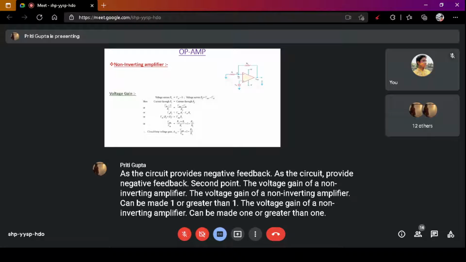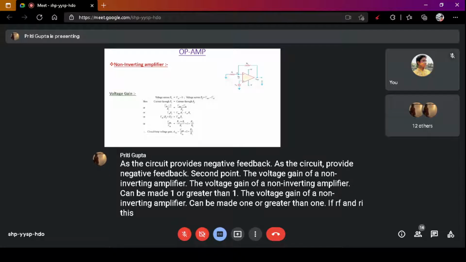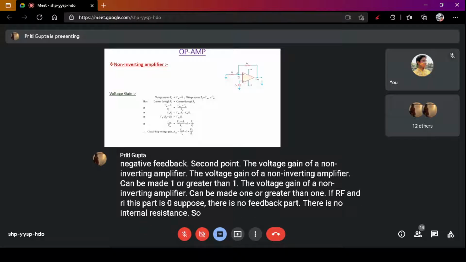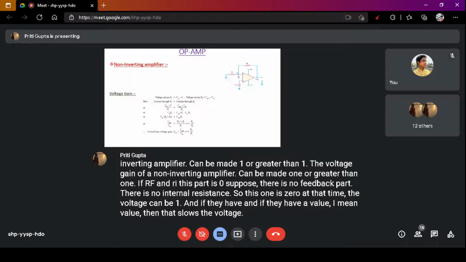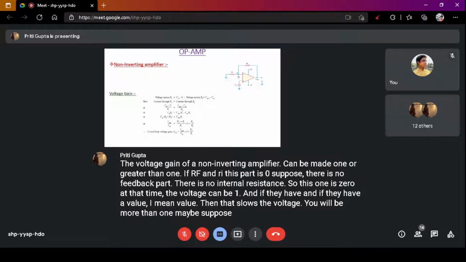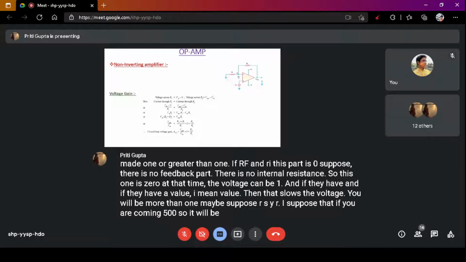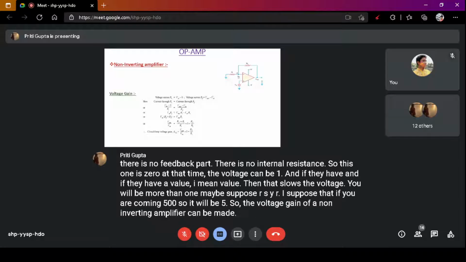If RF and RI, this part is 0. Suppose there is no feedback path, there is no internal resistance, so this one is 0. At that time, the voltage gain will be 1, and if they have values, then the closed loop voltage gain will be more than 1. Suppose RF by RI is 500, so it will be 501. So the voltage gain of a non-inverting amplifier can be made 1 or greater than 1.